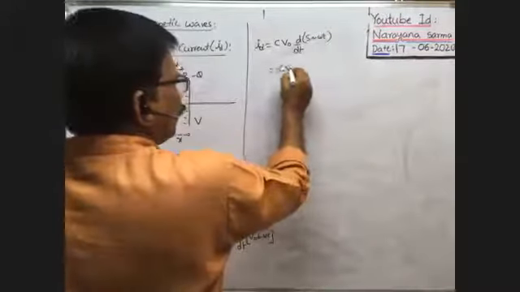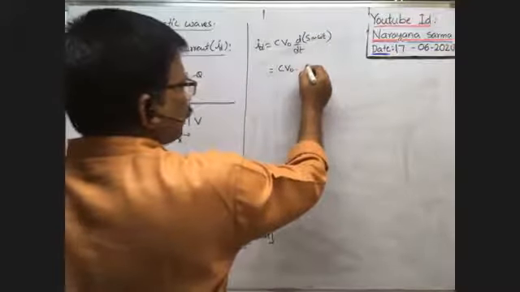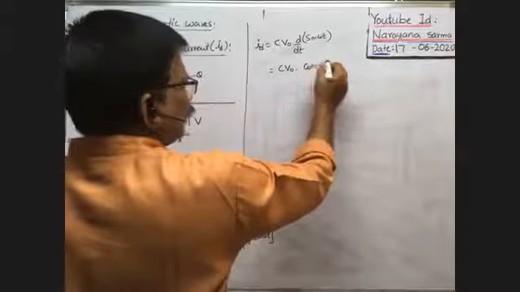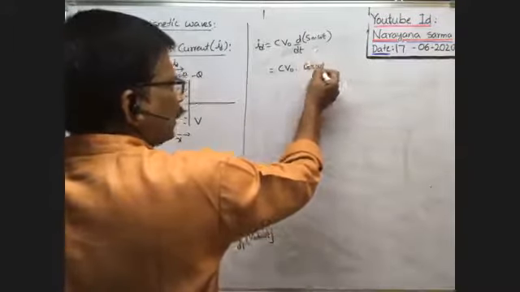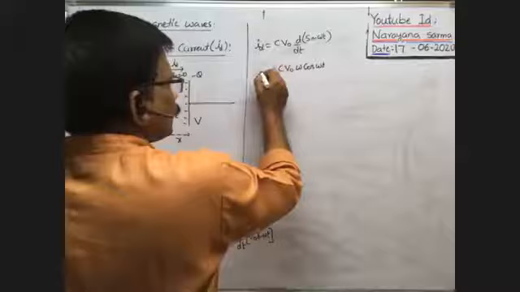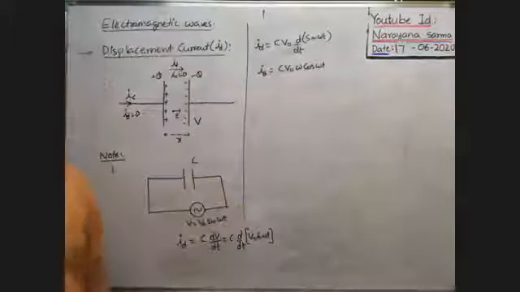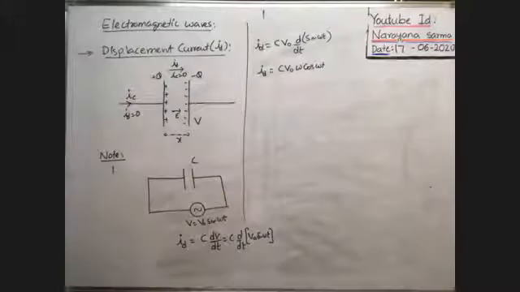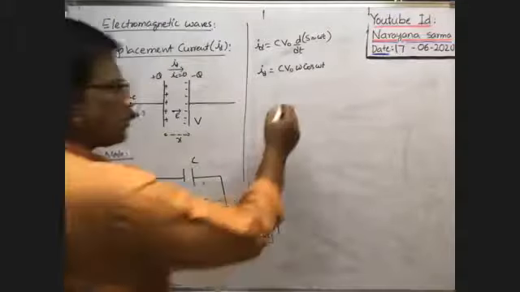Therefore, CV naught into sine omega t, differentiation gives cos omega t, into the derivative of omega t, which is omega. That's why into omega. So this is the formula for displacement current. Displacement current is equal to CV naught omega into cos omega t. So what is the maximum displacement current?